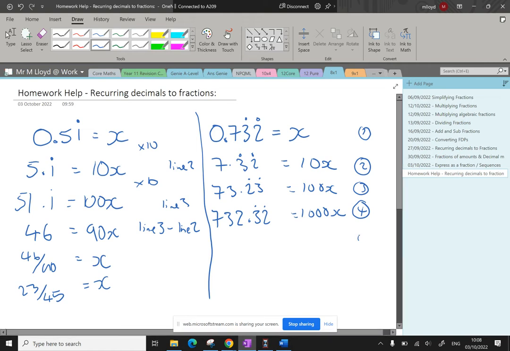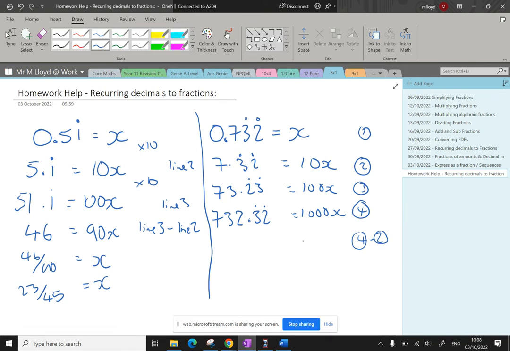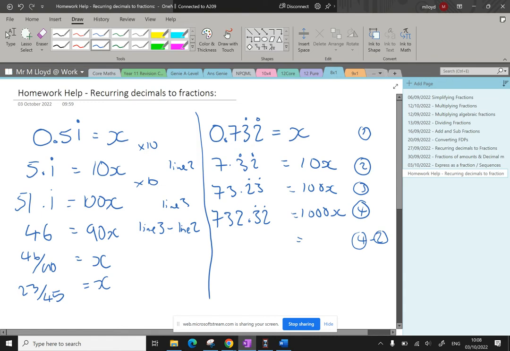So we're going to need line 4, take away line 2, because line 4 and line 2 both have 3.2 recurring all the way through. 1000 take away 10, 990x. 732.32 recurring, take away 7.32 recurring is 725. Oh, and then this is going to test my mental arithmetic. I'm going to have to divide these by 5.